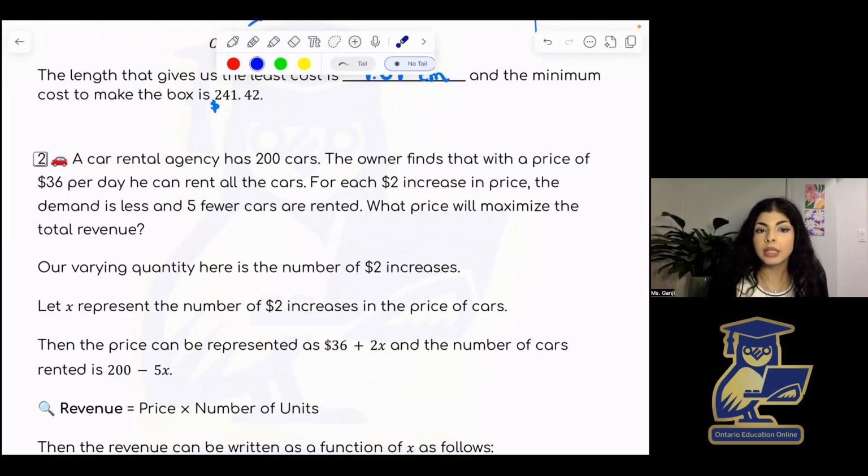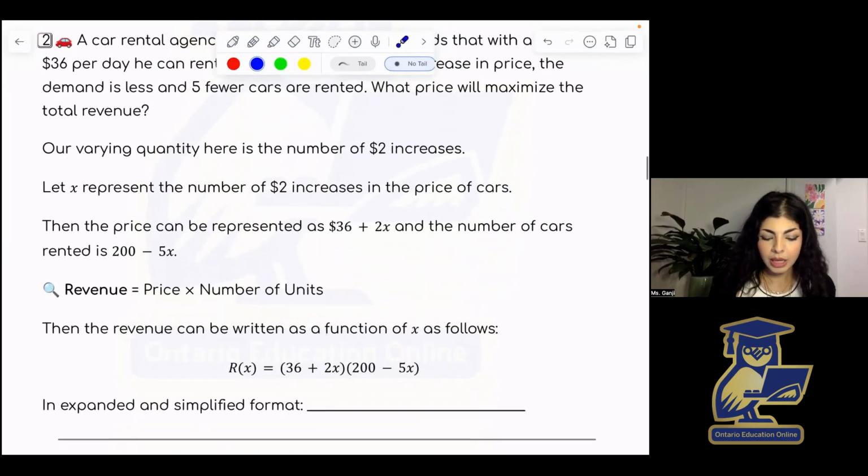So perhaps he can rent out all 200 cars if it's $36 per day, which is when x is equal to 0. And as he increases the price, he is charging more per car, but he's also renting out fewer cars. So that's that 200 minus 5x. And so revenue is the price times the number of units. So in this case, it's the price to rent a car times the number of cars that are rented out.